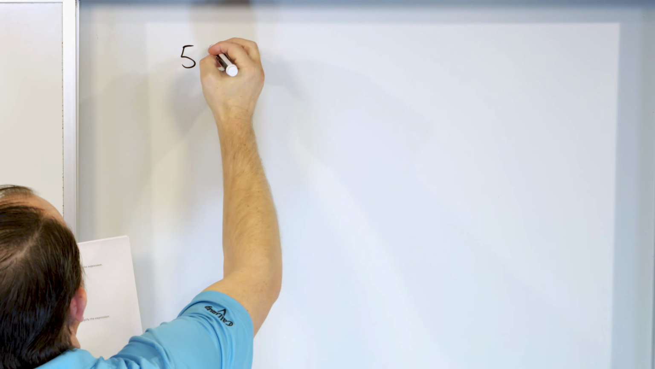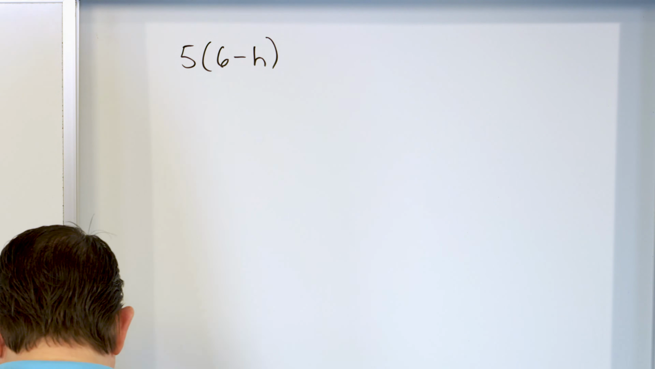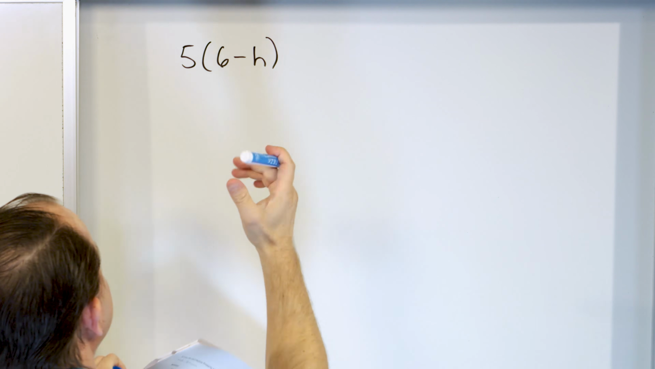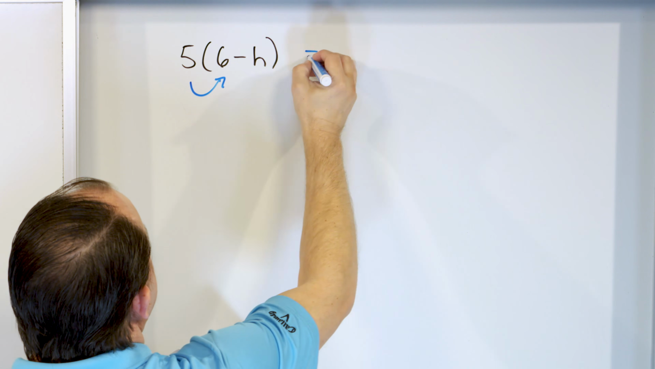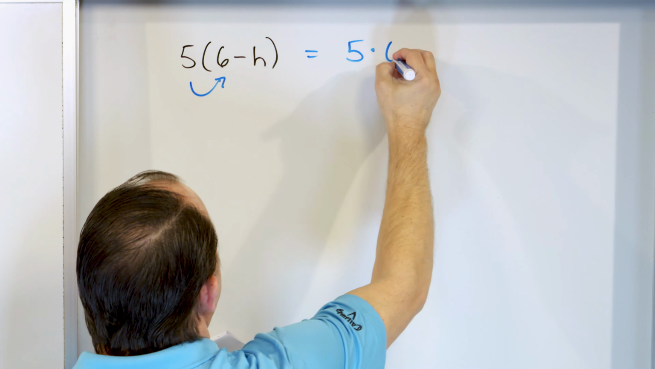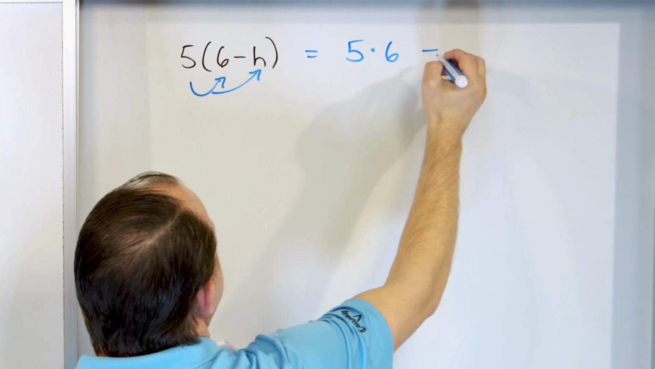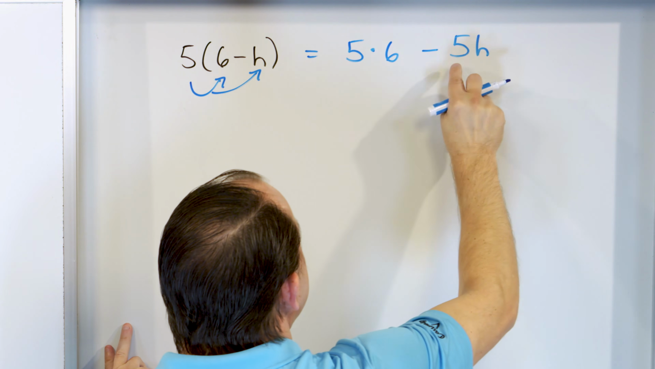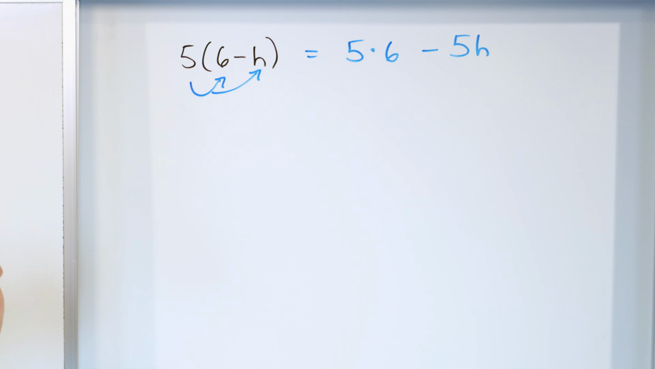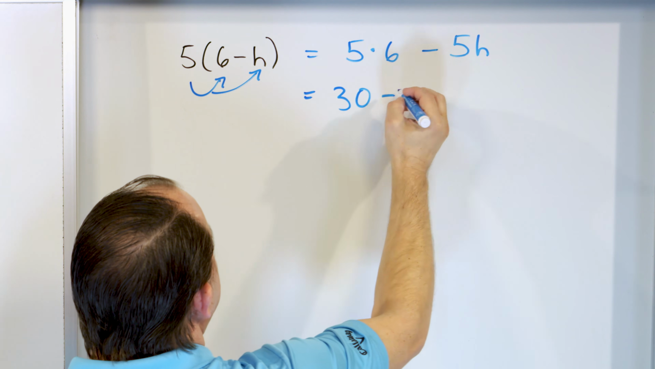Moving right along. Let's say we have 5, parentheses, 6 minus h. All right, what do we do? Well, we're going to distribute in. The 5 times 6 is going to be written as literally 5 times 6. The minus sign will come along from the inside, and then 5 times h. You could put a dot there if you want, but when we write 5h right next to each other, we know they're multiplied. 5 times 6 we know to be 30.